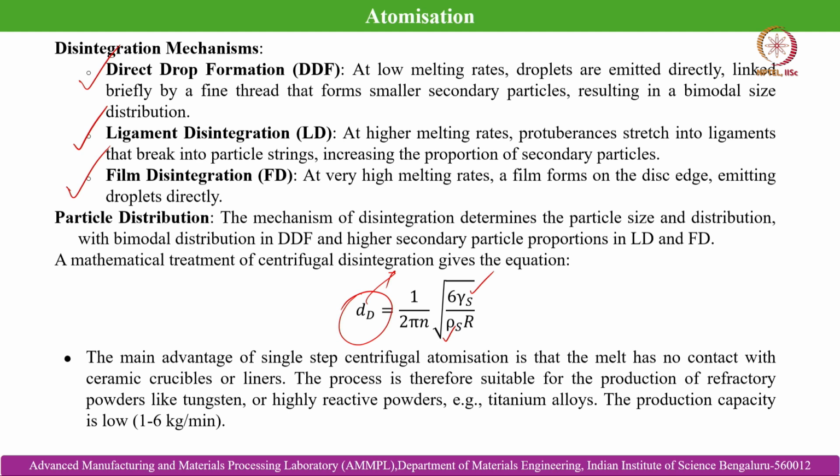Whereas, in case of two step processes, we are talking about melt preparation using a ceramic crucible and then dropping of the melt into the rotating disc or wheel for two step disintegration of the liquid film in the form of droplets. So, the process is therefore suitable for the production of refractory powders like tungsten or highly reactive powders, that is titanium alloys. So, the production capacity is low, that is 1 to 6 kg per minute.